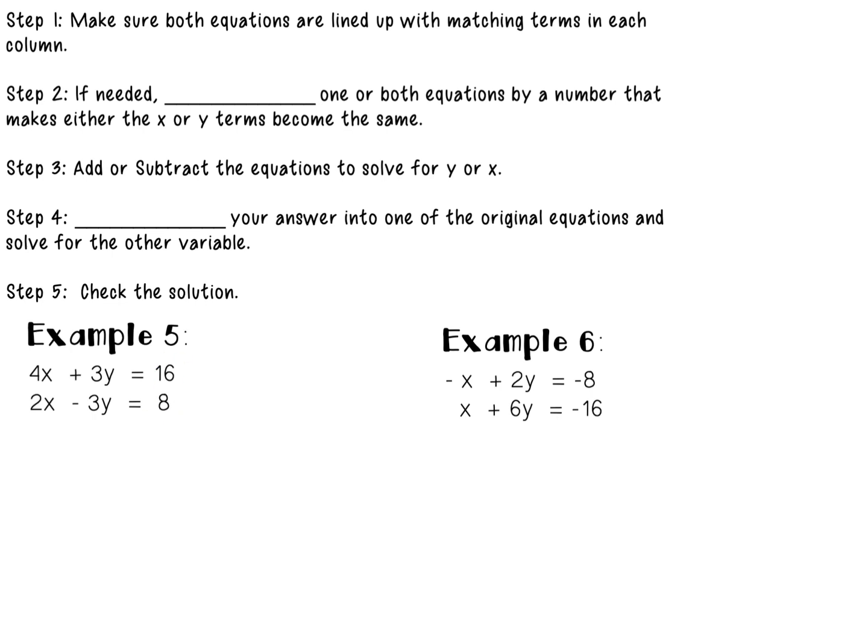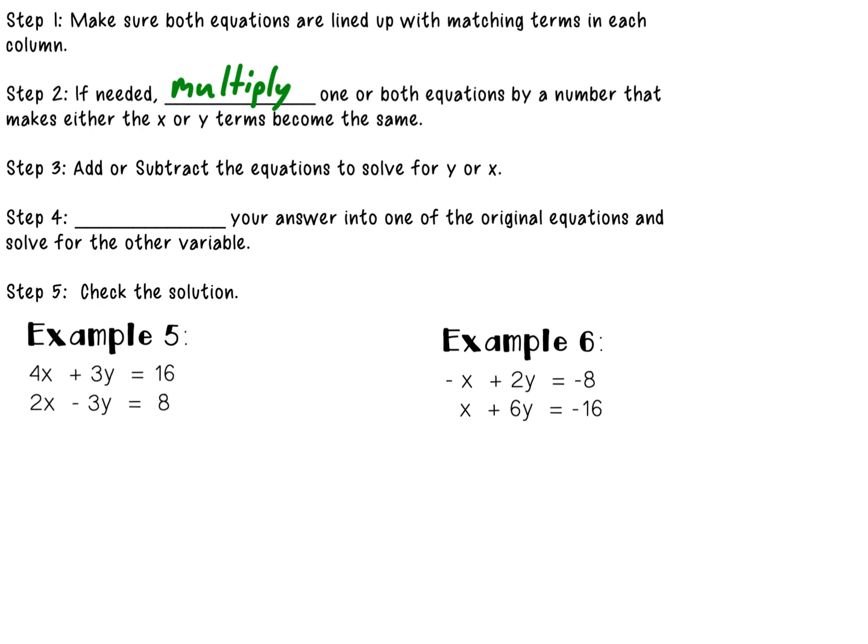Step 2, if needed, you can multiply one or both equations by a number that makes either the x or y terms become the same. Now, in this case, we have positive 3y and negative 3y, which both have an absolute value of 3. So we can move on to step 3.